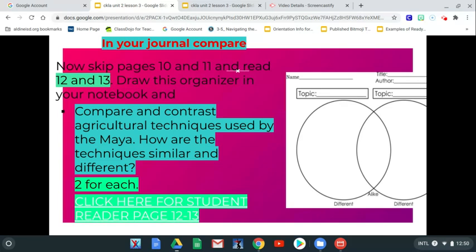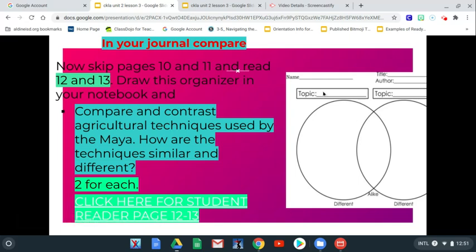So you're going to skip pages 10 and 11 and read 12 and 13 and draw this organizer in your journal. You're going to compare and contrast the agricultural techniques used by the Maya. How are the techniques similar and how are they different? So boys and girls, you're going to draw this organizer, this Venn diagram, and you're going to put how they're different and alike in the middle.